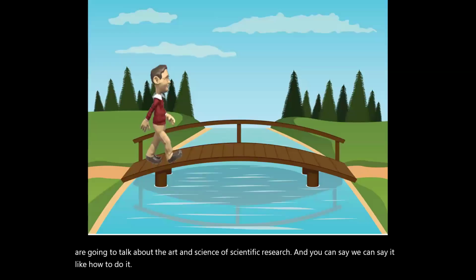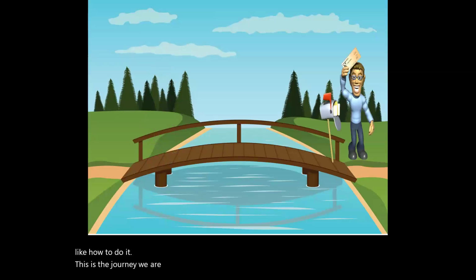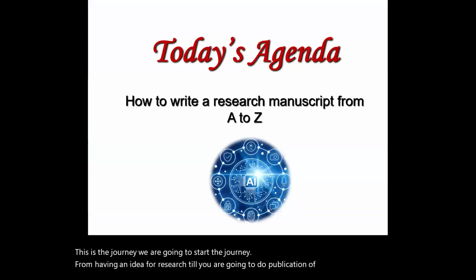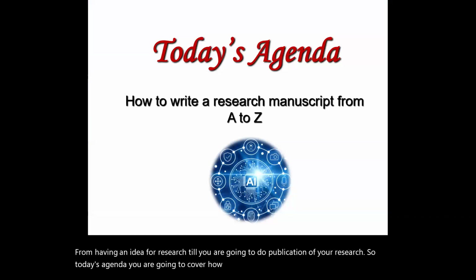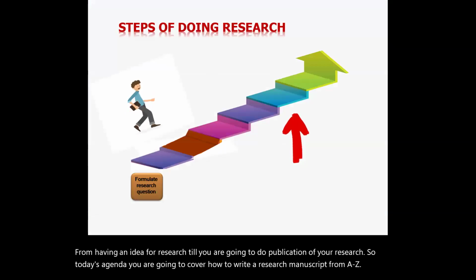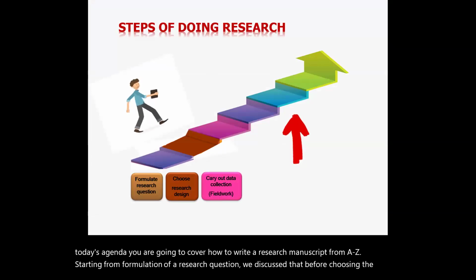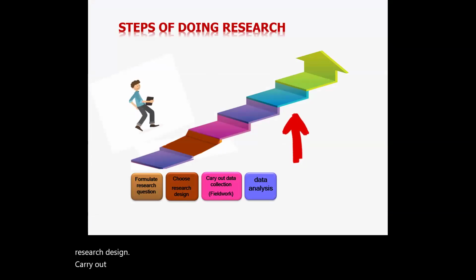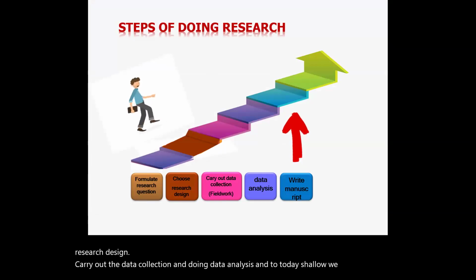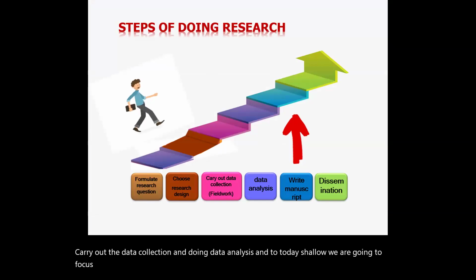So this is the journey. We are going to start the journey from having an idea for research till you are going to do publication of your research. So today's agenda, we are going to cover how to write a research manuscript from A to Z. Starting from formulation of a research question, we discussed that before, choosing the research design, carrying out the data collection, and doing data analysis. And today, inshallah, we are going to focus on writing your manuscript.